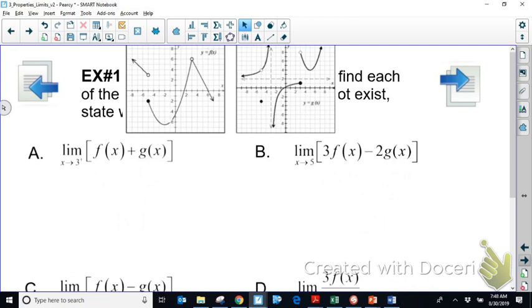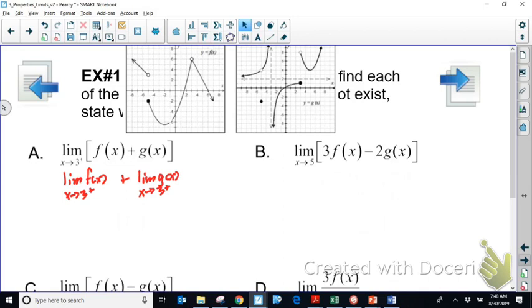Looking at A, the way that I would look at this is I would say the limit of function f as x approaches 3 from the right side plus the limit of function g as x approaches 3 from the right side. This is how we expand and interpret the limit notation. So what I'm going to do is just find the limit of both of those functions from the right side of 3 and then add them and see what we get.